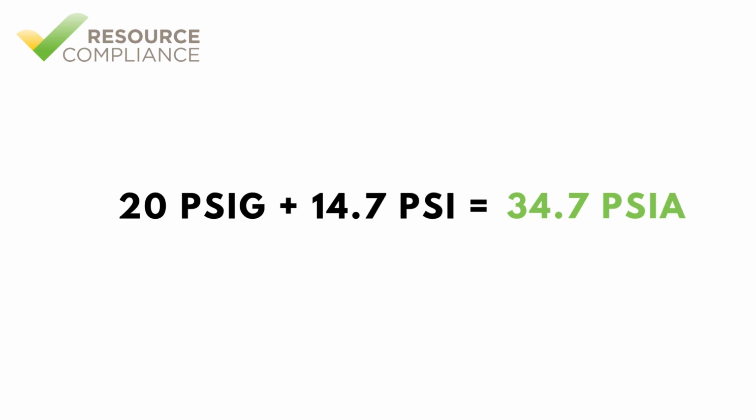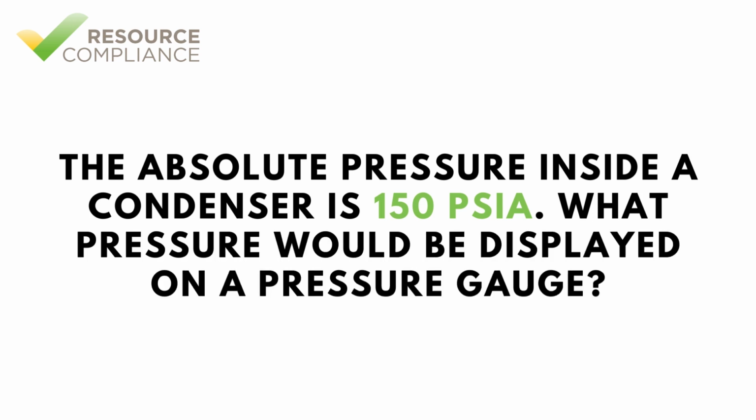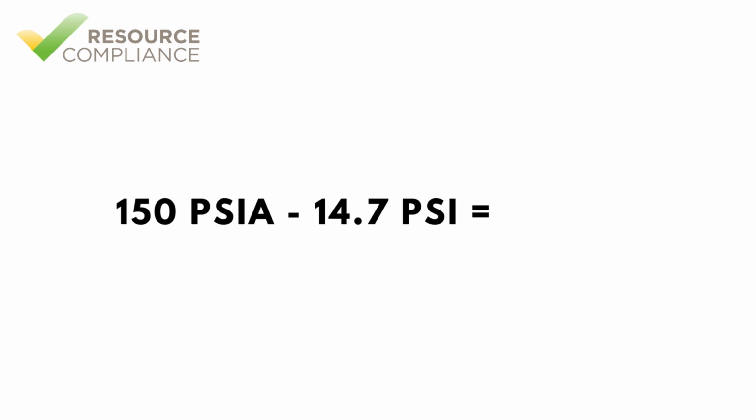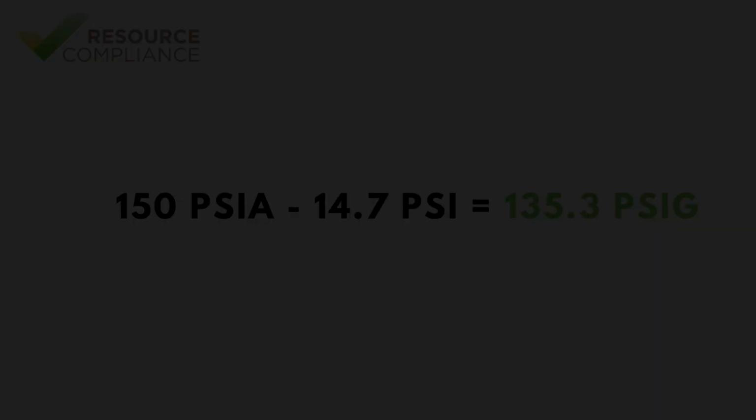Here's another example. The absolute pressure inside a condenser is 150 psia. What pressure would be displayed on a pressure gauge? This time we know the absolute pressure, so to calculate the gauge pressure, we must subtract 14.7 to obtain our answer of 135.3 psig.